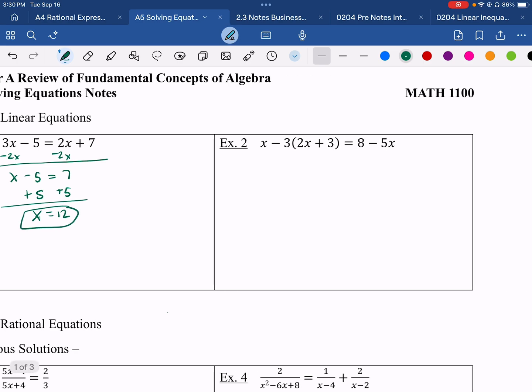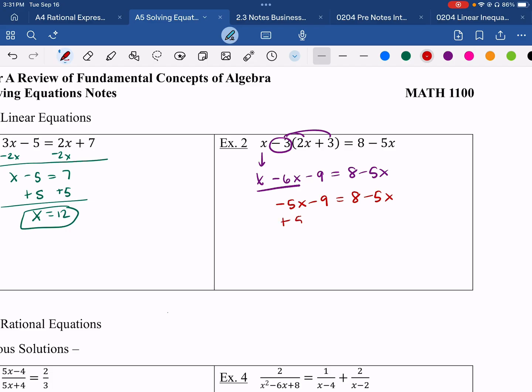This one requires a little more. I'm going to distribute the negative 3. The x is just coming down. So it's negative 6x minus 9 equals 8 minus 5x. I'm going to combine like terms. That gives me negative 5x minus 9 equals 8 minus 5x.